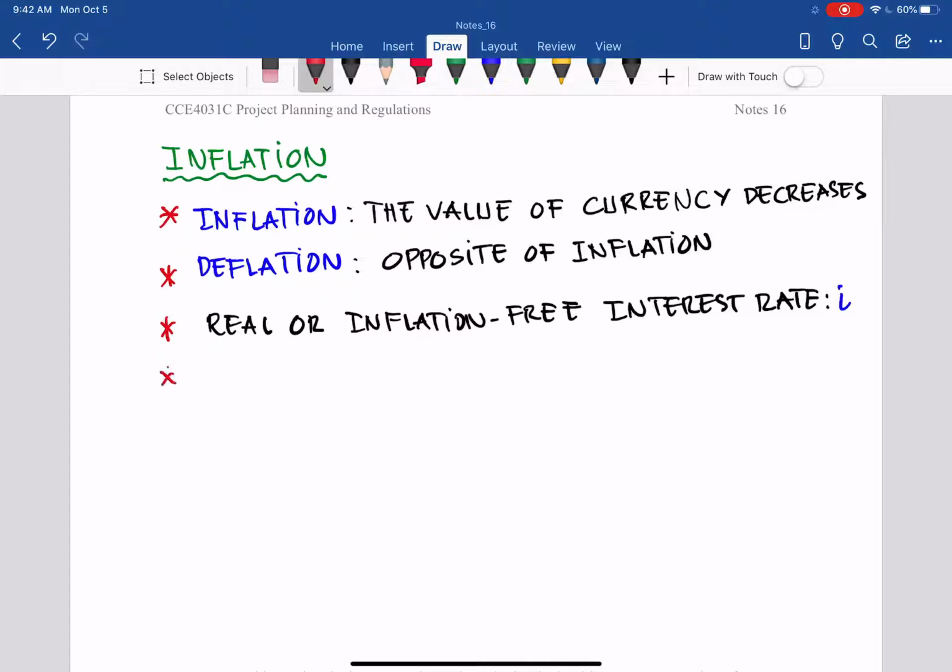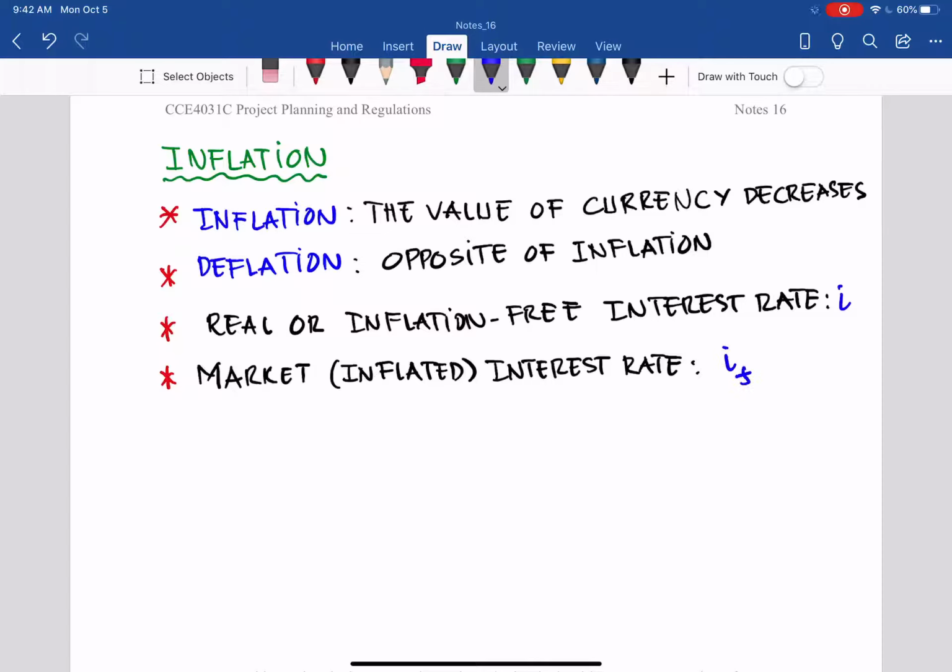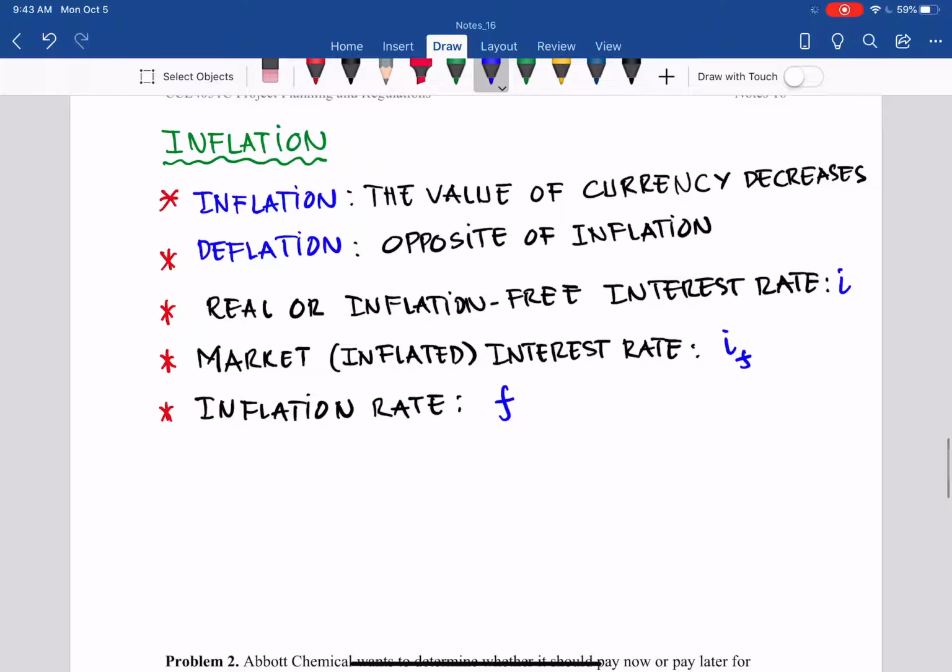And then we call the market, or also call it inflated, interest rate, the interest rate that considers the inflation, IF. I sub F, the inflated interest rate. And the last one, we call the inflation rate F.